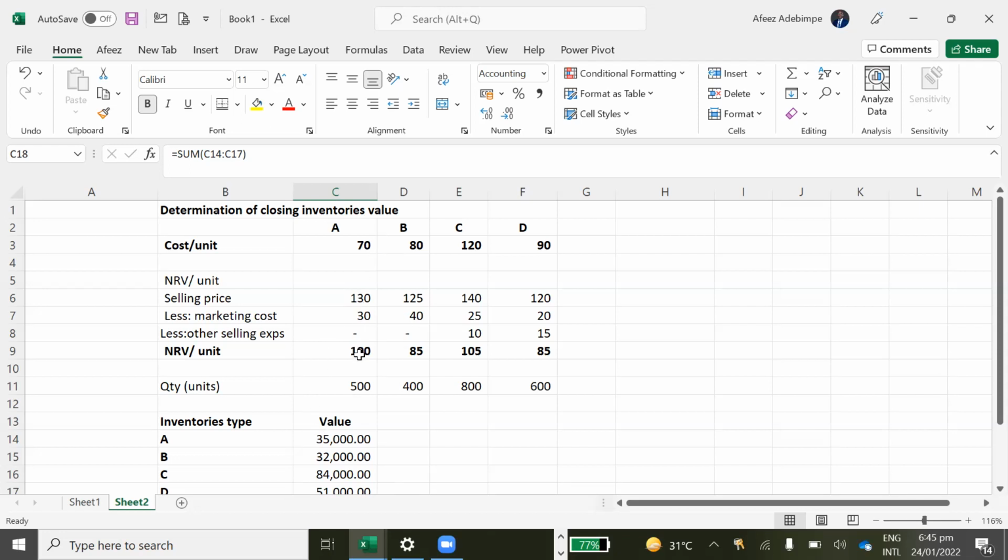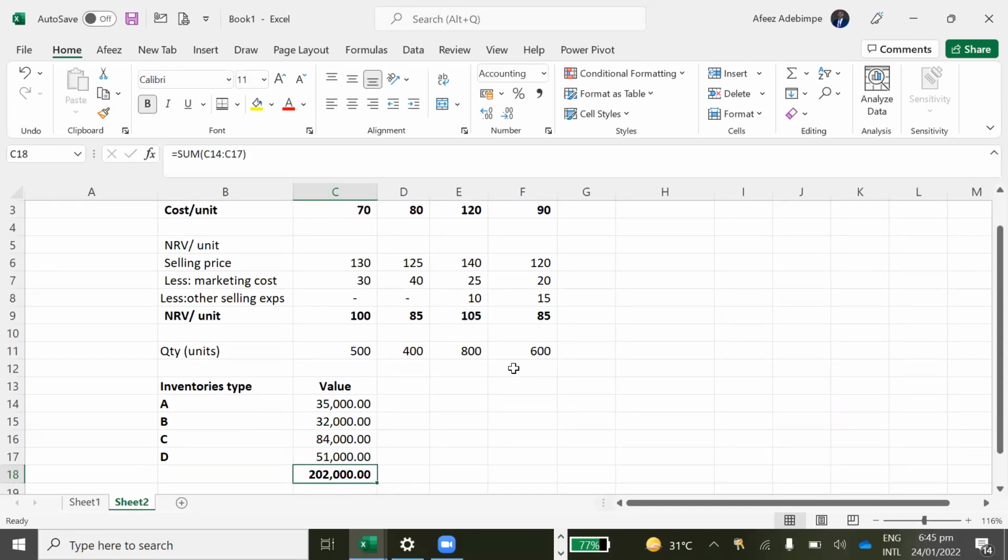70 is lower than 100. That's why we are picking the cost per unit for A. 70 times 500 gave me 35,000. I compared the cost of B to the NRV. Which one is lower? 80 is lower compared to 85. 80 times the quantity, I have 32,000. For C, I have a cost per unit of 120. I have an NRV of 105. 105 is lower, so 105 times 800, I have 84,000.